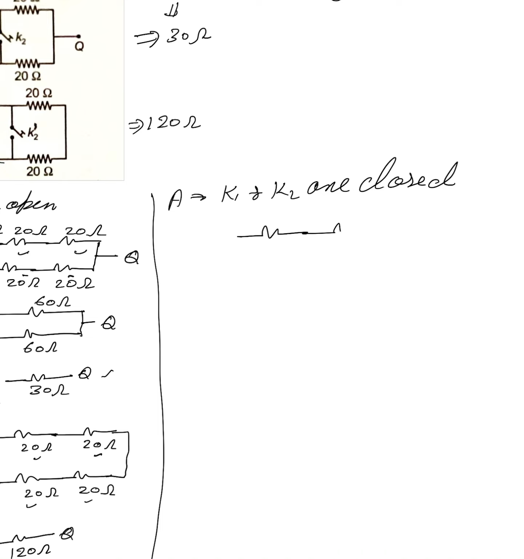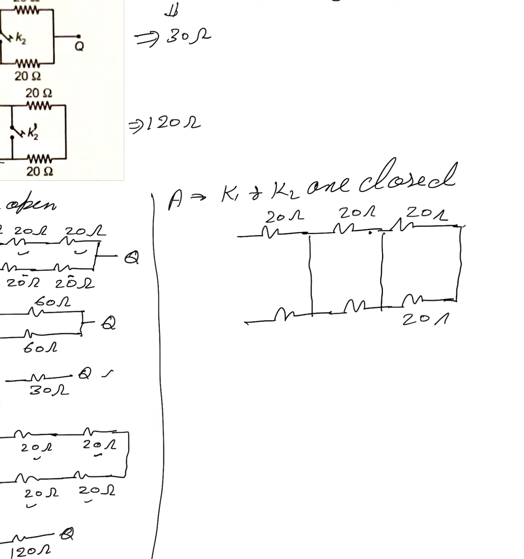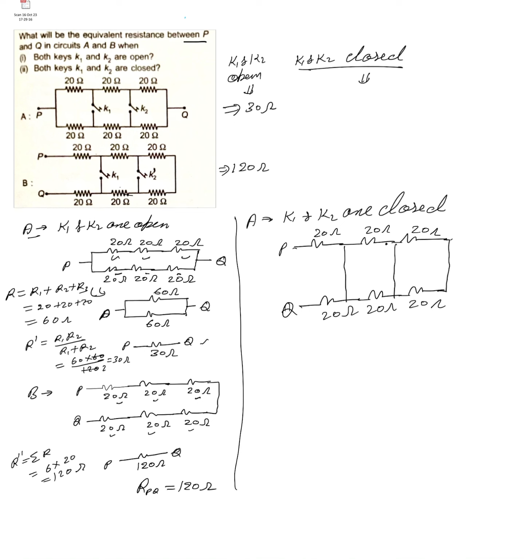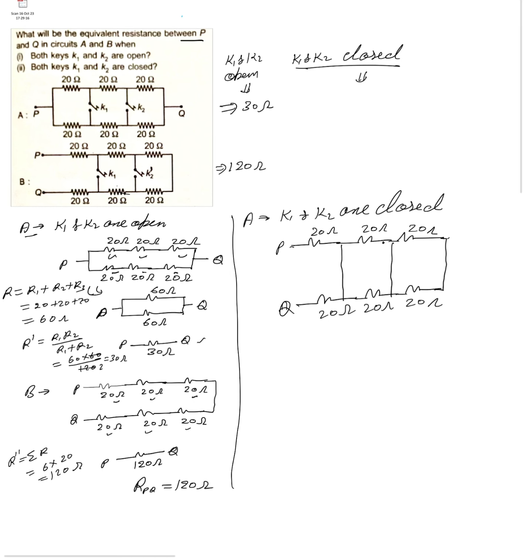20 ohm, 20 ohm, 20 ohm. This is 20 ohm, 20 ohm. That is 20 ohm, and like that one. If K1 is closed, it means the circuit is like that. Here 20 ohm, here 20 ohm, here 20 ohm, here 20 ohm, here 20 ohm, here 20 ohm, and that is P and here Q. Clear or not?